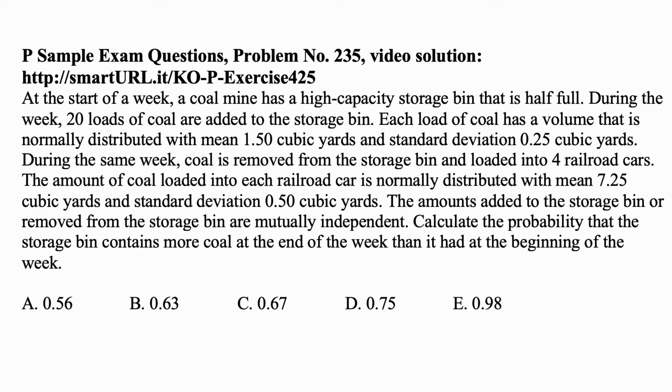During the same week, coal is removed from the storage bin and loaded into 4 railroad cars. The amount of coal loaded into each railroad car is normally distributed with mean 7.25 cubic yards and standard deviation 0.50 cubic yards. The amounts added to the storage bin or removed from the storage bin are mutually independent. Calculate the probability that the storage bin contains more coal at the end of the week than it had at the beginning of the week.